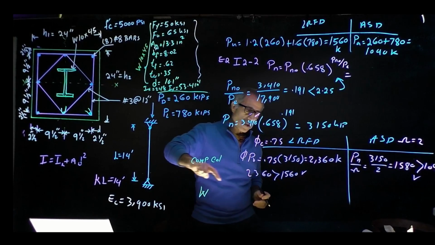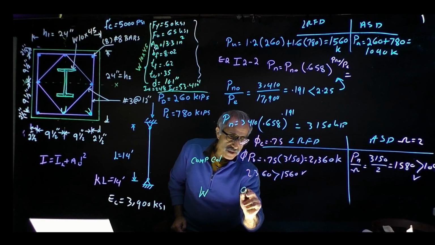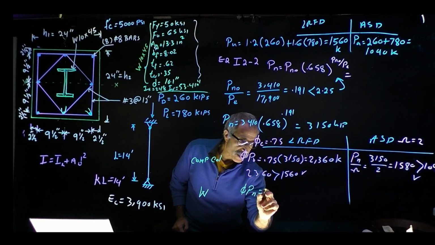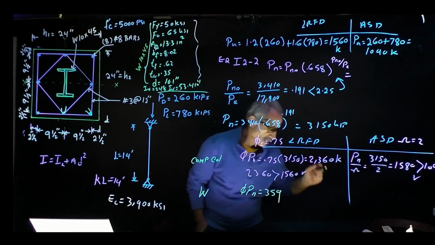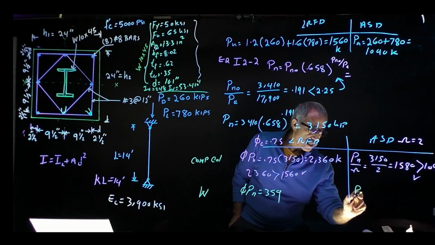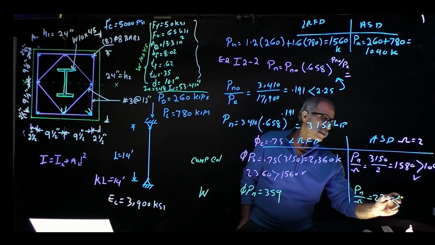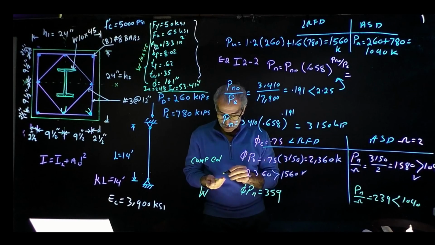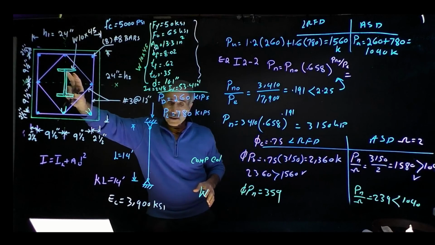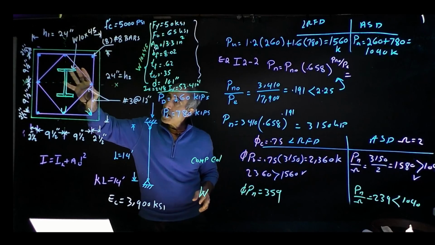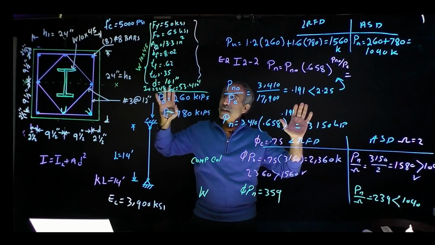So for the composite column it came out like this. For the W shape, from the chart, phi times Pn comes out to 359, which is way less than the capacity of that. We don't care about that. And Pn divided by omega is 239, which is way less than 1,040. So just to make a comparison, the column capacity by itself is 359. But when we make it composite, put all the rebar there and put the concrete there, it brings it up to 2,360. That is the difference.